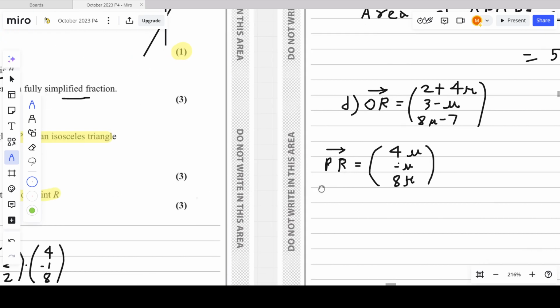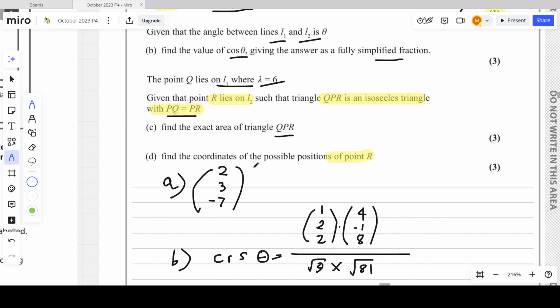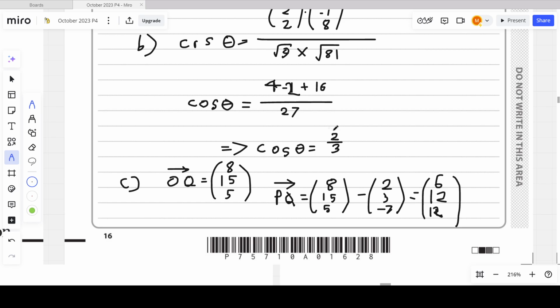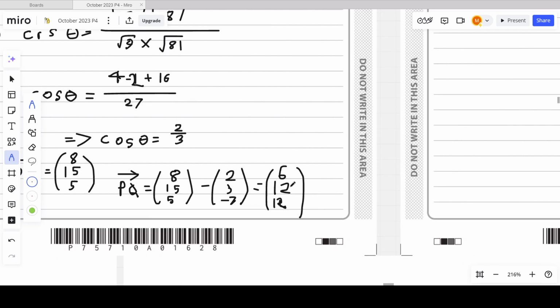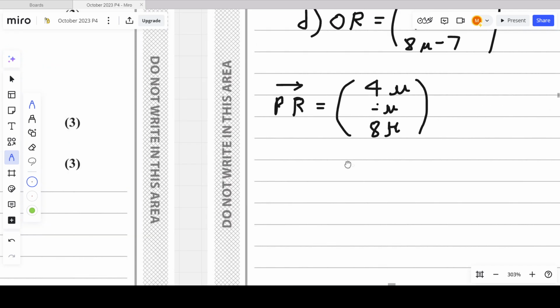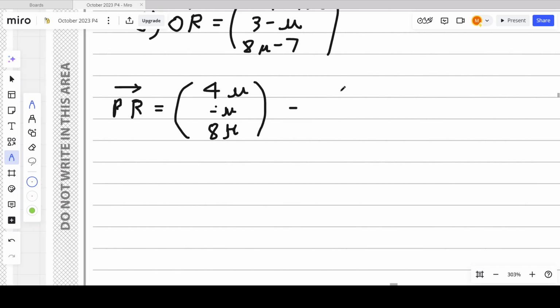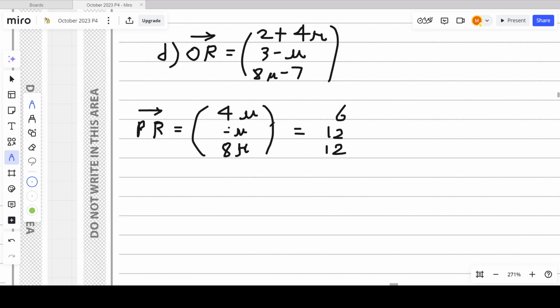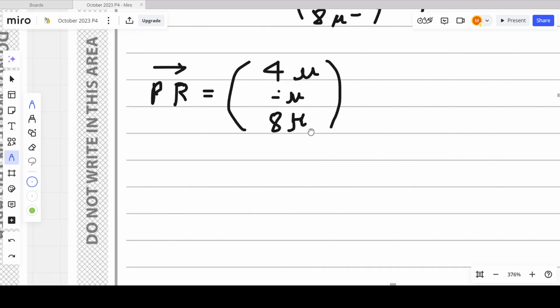So PR is equal to PQ, right? Do we know PQ? Yes, we know PQ. PQ is 6, 12, 12. PQ equals PR. But if you consider the values for mu, you will get different ones. Wait, we need to consider the distance, right? The distance should be equal. Yes, exactly, the distance should be equal.